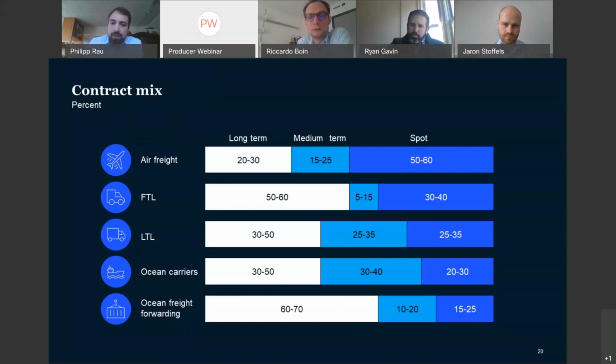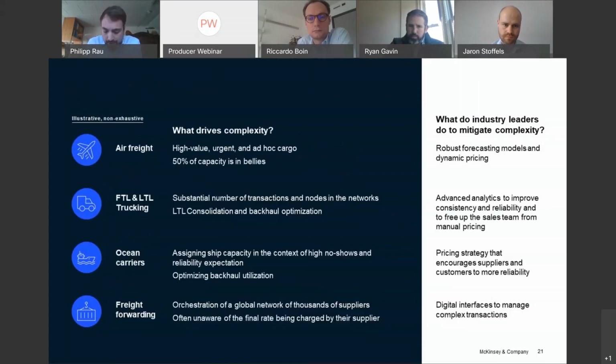And I think the second point that I want to talk about here is, of course, that complexity is immense in all those respective subsectors that I talked about. And there are a couple of things that we recommend doing to mitigate this complexity. On the air freight side, it's particularly the nature of the goods: high value, urgent, ad hoc cargo, and it's in bellies to a large extent, which also now led to very, very high prices.